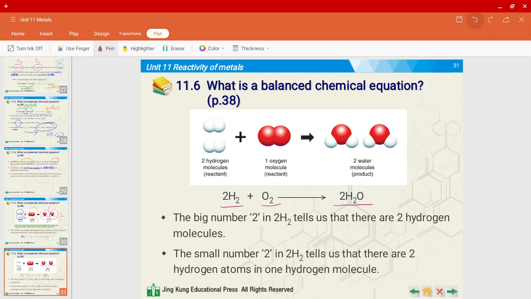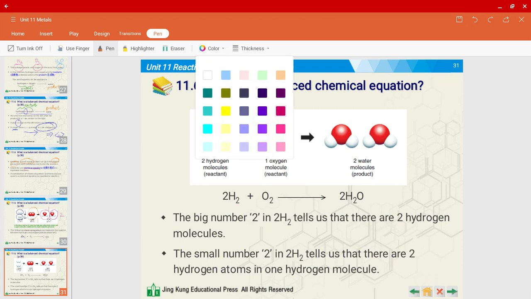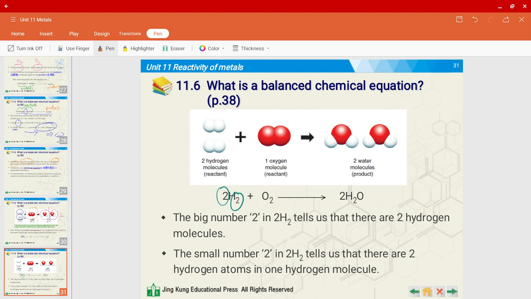Now, you may get confused. You may say, Mr. Harris, what does this H2, for example, there's a 2 over here, and there's a 2 here, there's a 2 here. What do they mean? They're making me confused. Don't worry, guys. I'm here to help. Let's focus one by one. Let's talk about the big number 2, meaning the coefficient in front of H2. This big number 2 tells us how many molecules there are. So when we look at the diagram, as I've told you earlier, there's one molecule and there's another molecule. So in total, there are 2 hydrogen molecules.